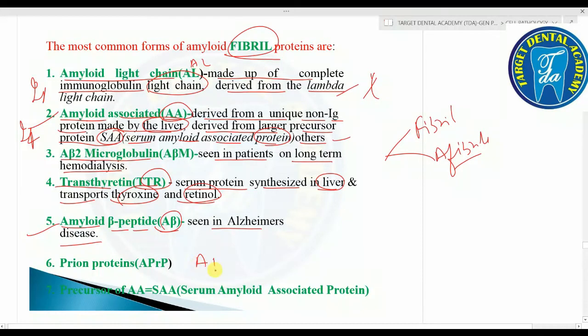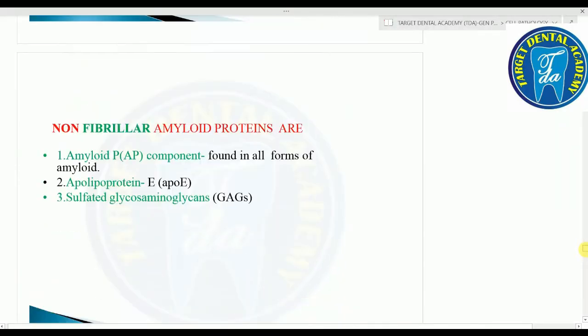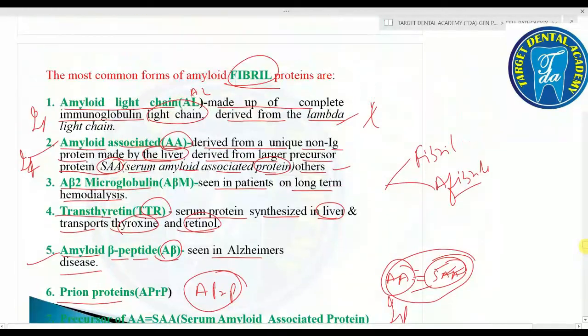While APrP means prion proteins. The precursor of AA, which means amyloid associated, is equal to SAA, which means serum amyloid associated protein. So the precursor of AA is equal to SAA. Important. So these all are the fibril proteins.